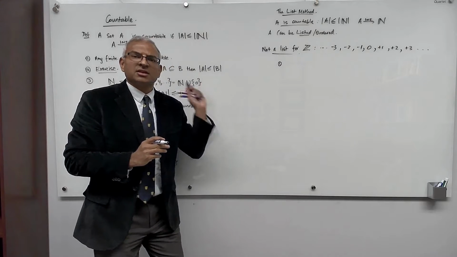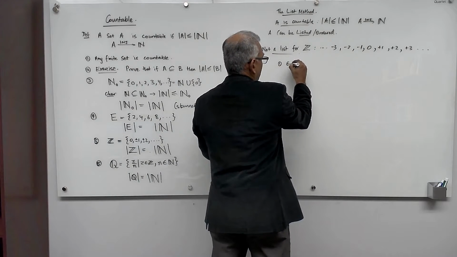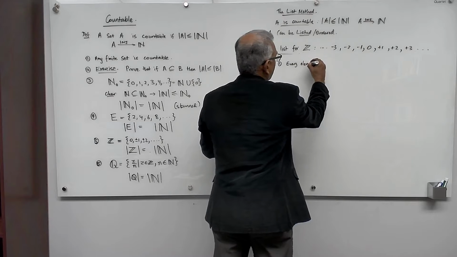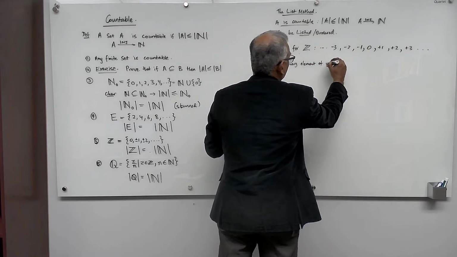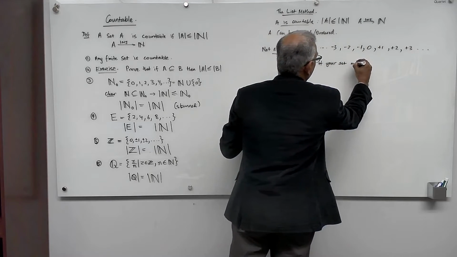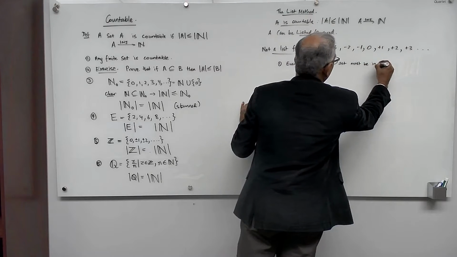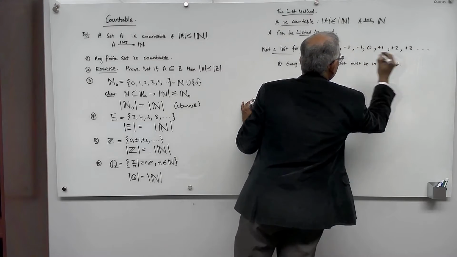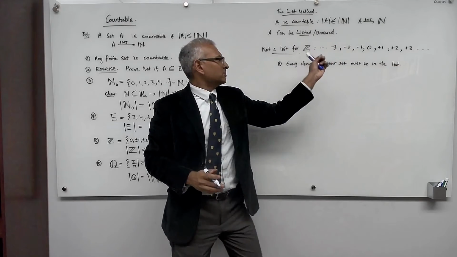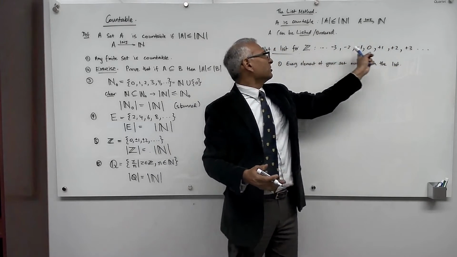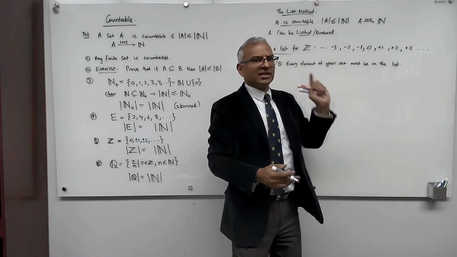Every element of your set must be in the list. In this case, if you think of this as a list, it's clear that every element of Z is in the list. But now it's going to violate the second property.